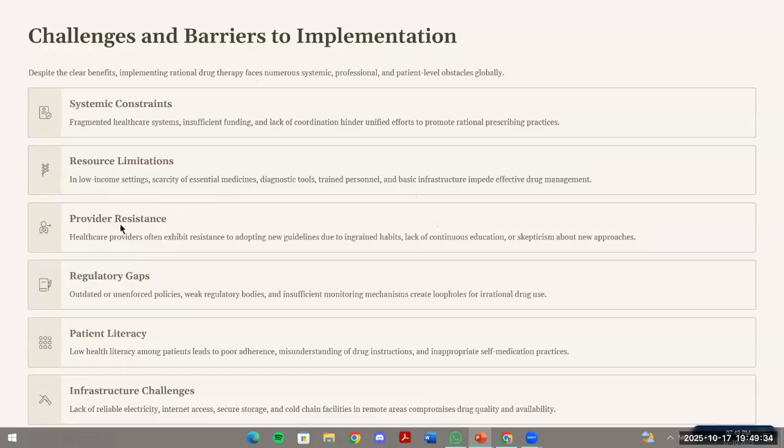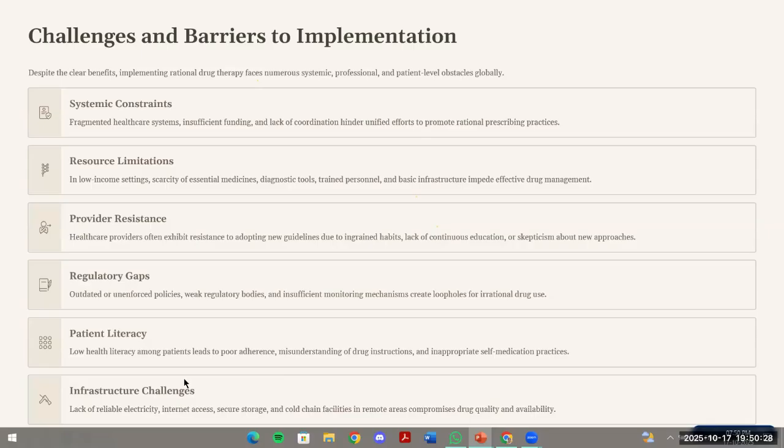And not only this, provider resistance. Healthcare providers often exhibit resistance to adopting new guidelines due to ingrained habits, lack of continuous education, or skepticism about new approaches. Then regulatory gaps: outdated or unenforced policies, weak regulatory bodies, and insufficient monitoring mechanisms leave loopholes for irrational drug use. And patient literacy: low health literacy among patients leads to poor adherence, misunderstanding of drug instructions, and inappropriate self-medication.